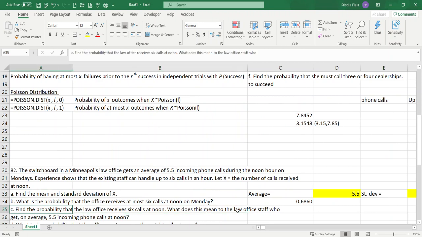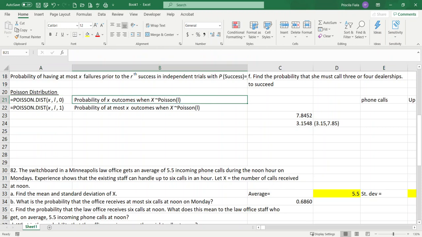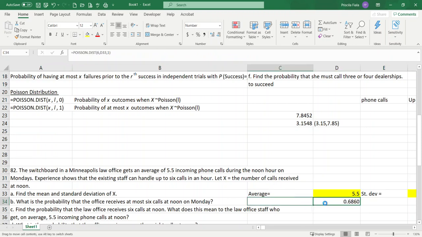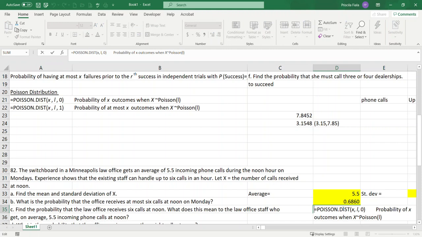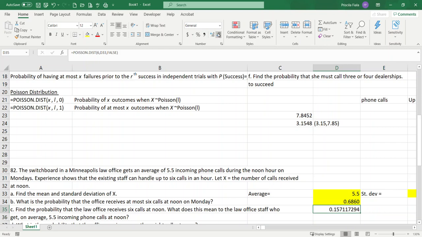Okay, so find the probability that the law office receives exactly six calls at noon, and what does it mean to the law office staff who get on average 5.5 calls at noon? So right here, exactly. Let's use this formula over here. So let's do the Poisson distribution of, it's asking for six calls at noon. My mean is this one right here. But I don't want a cumulative, which is zero or false. So it's going to be 15.71, or should I say about 15.7.